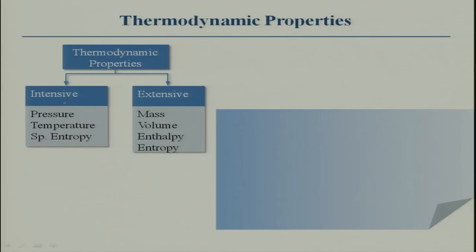Otherwise, it is very difficult. So when you talk about thermodynamic properties, what are those? Pressure, temperature, volume, density, entropy, enthalpy, internal energy. These are the properties. Naturally, we can generally divide them into two categories. One is intensive properties, like pressure, temperature, specific entropy. And extensive properties: mass, volume, enthalpy and entropy.